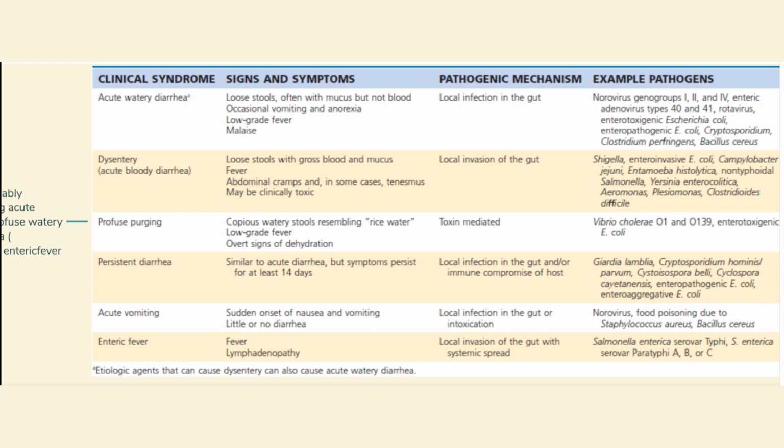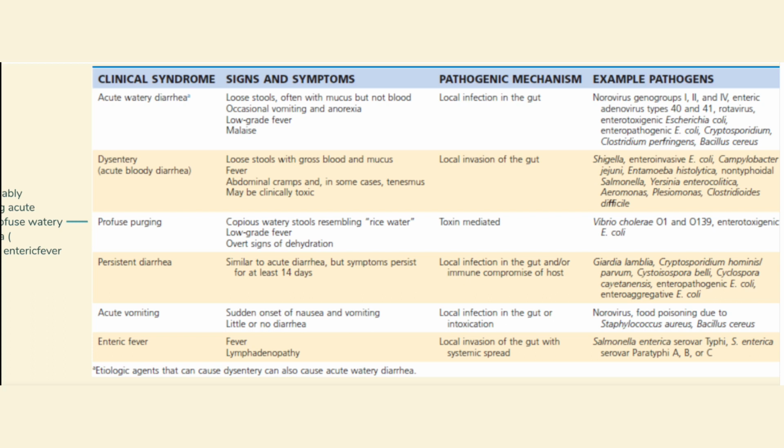Another type of acute watery diarrhea, which in this table is its own category, is profuse purging, which is copious watery stool like rice water, low-grade fever, and high signs of dehydration. It is toxin-mediated, and it is caused by enterotoxigenic E. coli and Vibrio cholerae. It is important because this is one of the most dangerous types of GI syndromes.